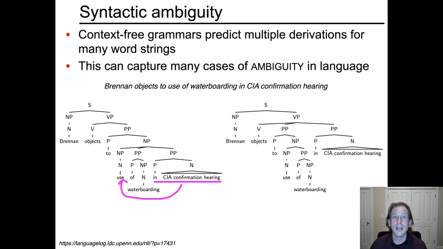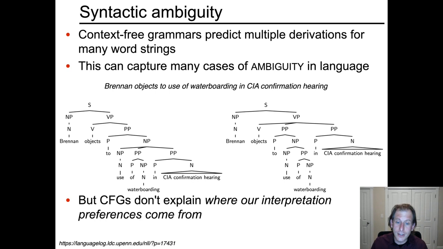The right interpretation is Brennan objects to use of waterboarding in CIA confirmation hearing, where "in CIA confirmation hearing" is where the objection occurs. So it's not that what Brennan objects to is using waterboarding in CIA confirmation hearing. He probably doesn't support that, but it's not what he's objecting to. Rather, in the CIA confirmation hearing, he's objecting to the use. The objection occurs there. And so we get these for free, effectively, once we specify the right context-free grammar analysis. But the context-free grammar analyses don't explain where the interpretation preferences come from.